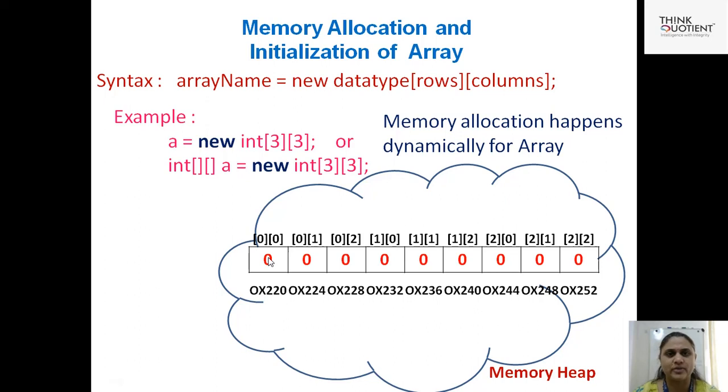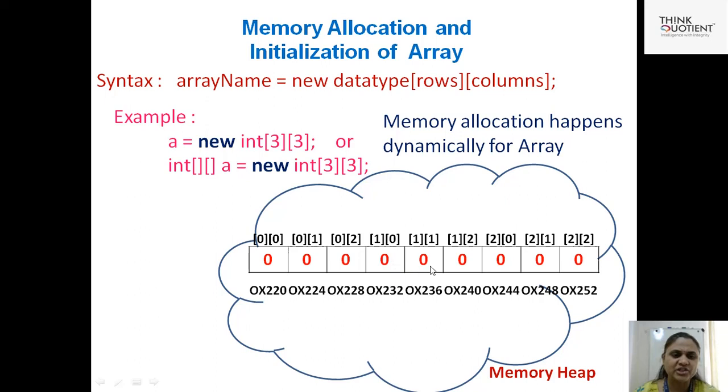There are 2 indexes we are going to maintain. That is what? 0, 0 means what? This is the element from 0th row and 0th column. Then this is the element from 0th row and first column. Then this 0 is from 0th row and second column.